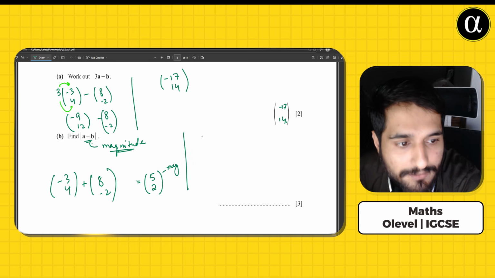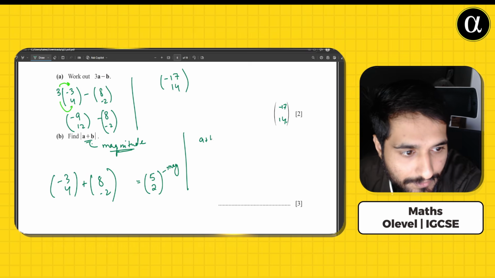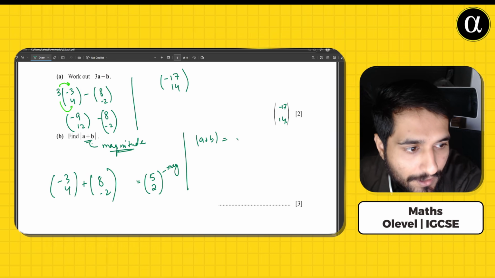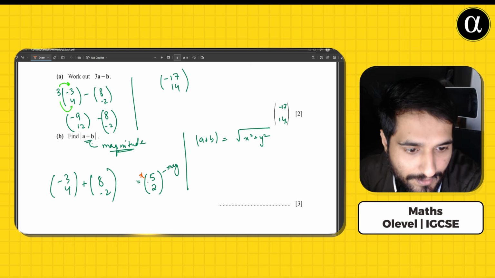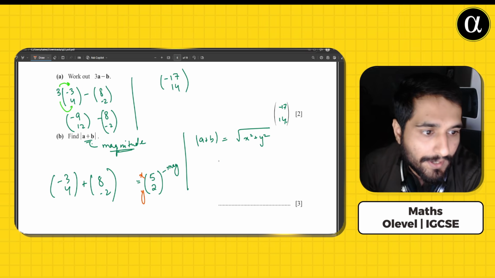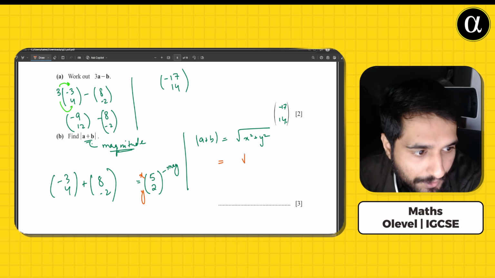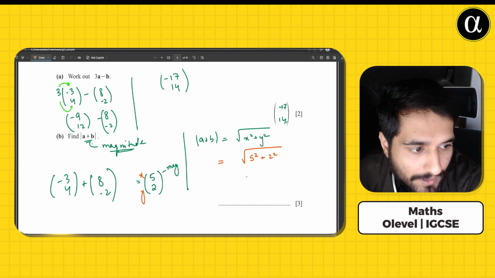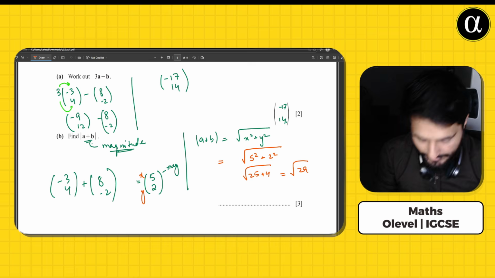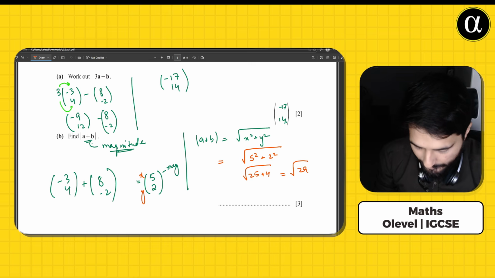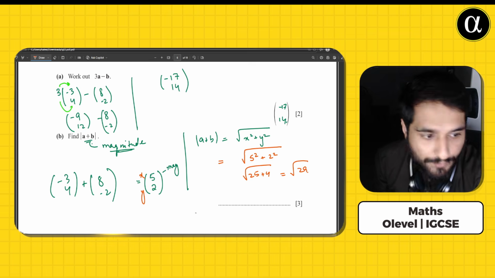Now how can we find its magnitude? It's going to be the square root of x squared plus y squared, where this value is x and the other value is y. So it's going to be the square root of 5 squared plus 2 squared, which is the square root of 25 plus 4, which gives us the square root of 29, and this would be 5.38.